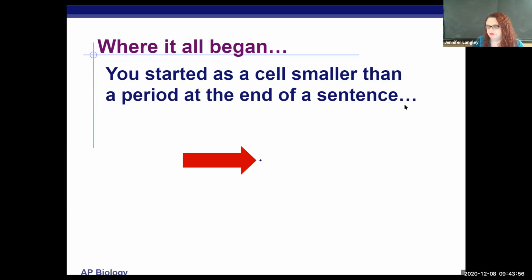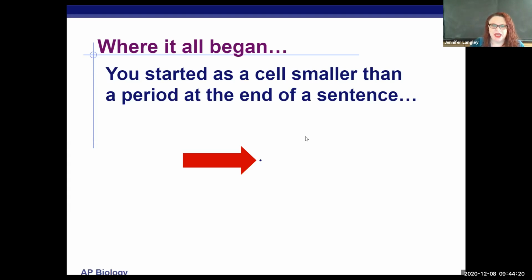When you first started, you started as a human egg and a sperm, and when they fuse together, they are the size of the egg, which is roughly the same size as the period at the end of a sentence in your normal average textbook. That means a 12-point font, period. That's the size of a human egg.